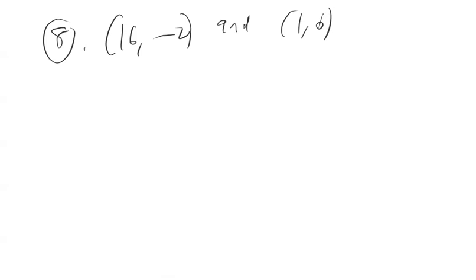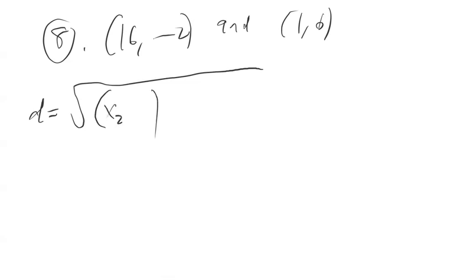So the distance formula is simply equal to the square root of the difference between the second x value and the first x value subtracted squared, plus the difference between the second y value minus the first y value subtracted squared. So it actually is kind of like the Pythagorean theorem. It's kind of like the square root of a squared plus b squared.